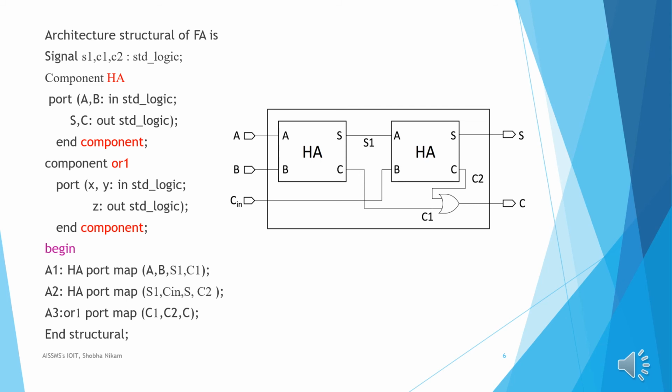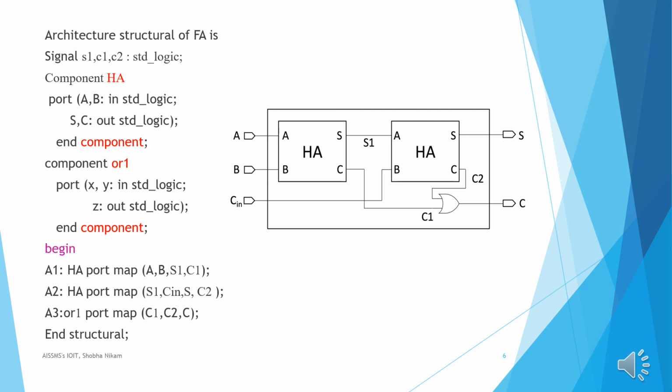The second component is again half adder. So A2, that is the label, colon, half adder port map. Here I'll write actual inputs and outputs. The actual inputs to the second half adder are: first input is S1, second input is Cn, and then outputs. In the declaration part, while declaring outputs, sum is declared first and carry is declared later on. So here also we will follow the same sequence. So here S is sum, and then for carry C2 is used. So comma C2, bracket complete, semicolon.